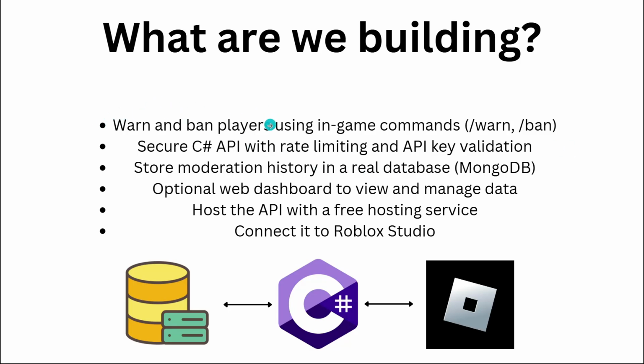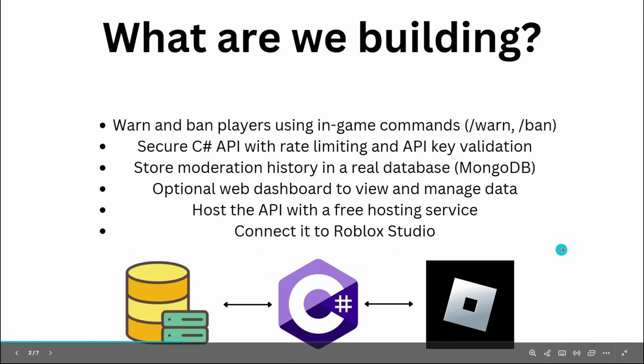After we build the warn and ban players, we're going to make the C# API with rate limiting and API key validation, which you will understand more down the series. We're going to store moderation history in a real database. We're going to use MongoDB because it's a light database and because it's free to use. Optional web dashboard, which, as I said, if you want this, drop a comment down and we will make it. Then later we're going to host the API with a free hosting service, and then later on we're going to connect it to Roblox Studio. As you can see, this is the communication. We have C# as our API, which communicates with our client and with our database.